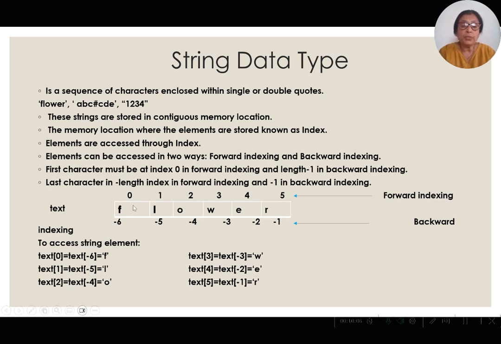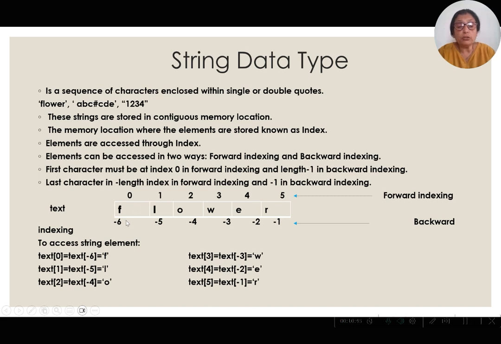Now look at the example here. Here are the memory locations. Flower is a string stored in continuous memory locations. F is the first character and is assigned index 0, and L is in 1, O is in second index, W is in third index, E is in fourth index, R is in fifth index. Okay, and these are the elements: F, L, O, W, E, R are the elements, whereas 0, 1, 2, 3, 4, 5 are the indexes.